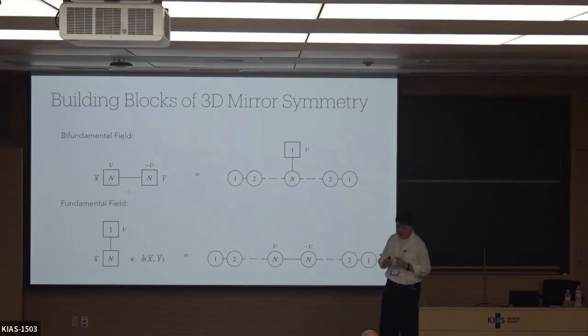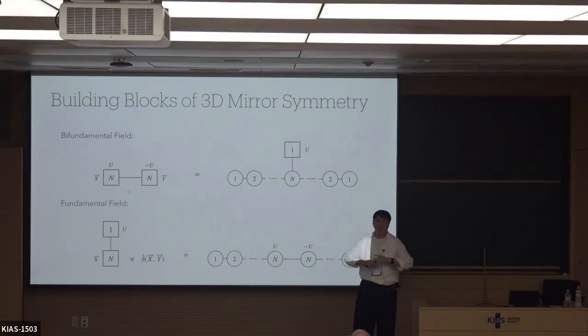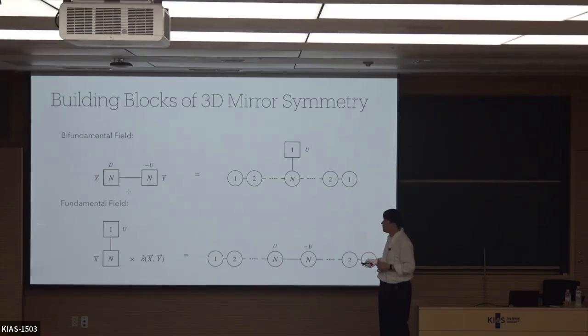So what do I mean by the fundamental building blocks of 3D mirror symmetry? The core idea is that instead of dualizing the entire theory, I try to dualize each field in a certain representation. In this case, I will consider the bifundamental field and the fundamental field, and I try to dualize them. If I dualize the bifundamental field, it is dual to this rather complicated 3D quiver gauge theory.